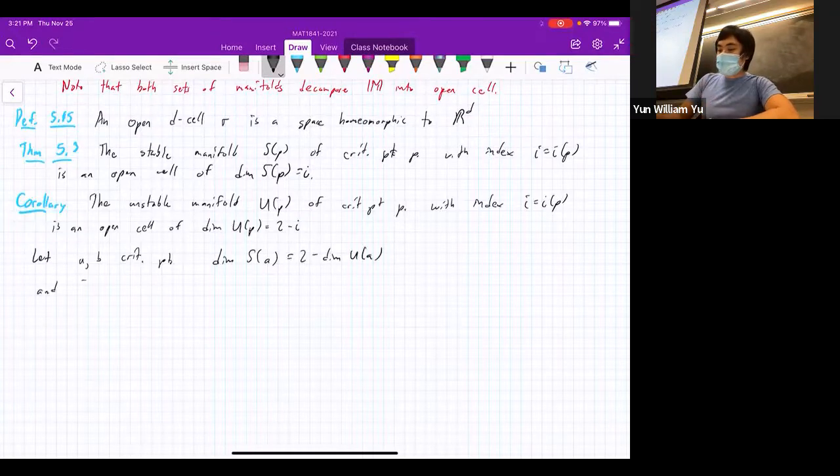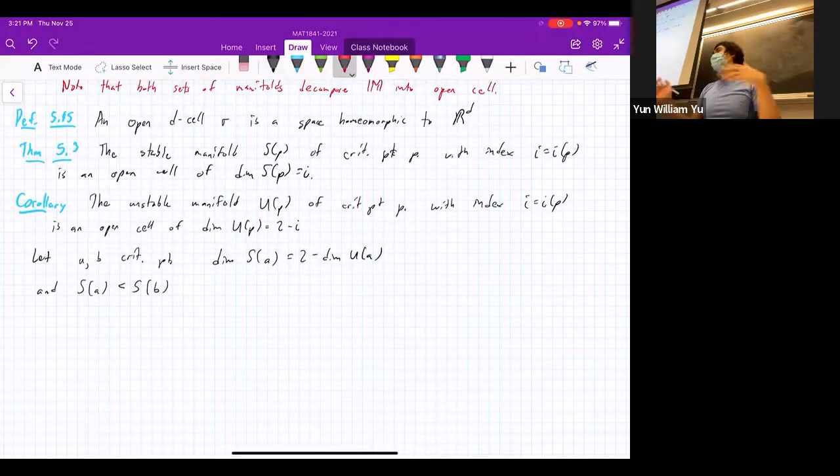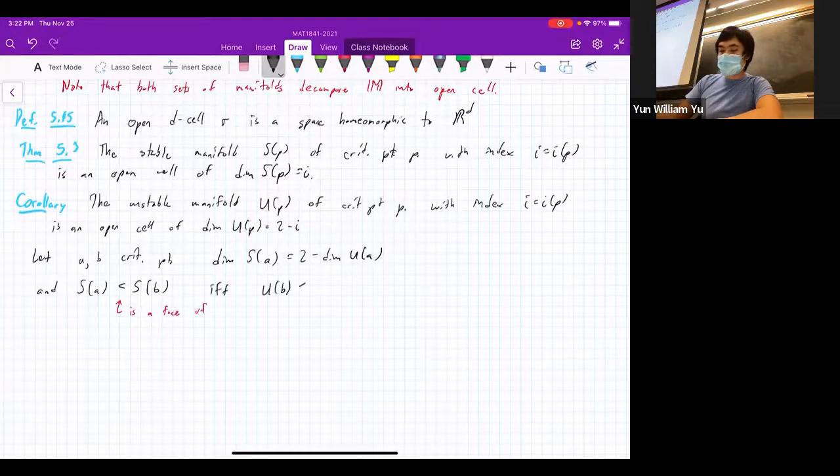And importantly, if S of A is a face of, so remember that when we were dealing with simplicial complexes, we used this less notation to define that something was a face of something else. So if this is a face of, if and only if U of B is a face of U of A. Okay, so this goes back to the duality of the decompositions of the stable and unstable manifolds.